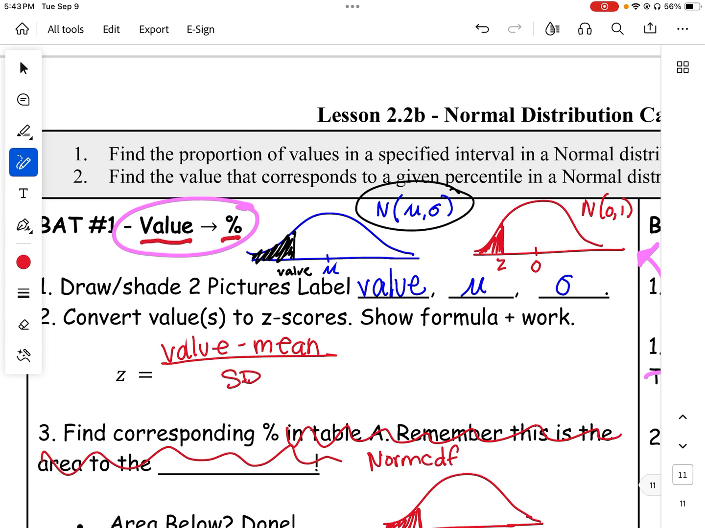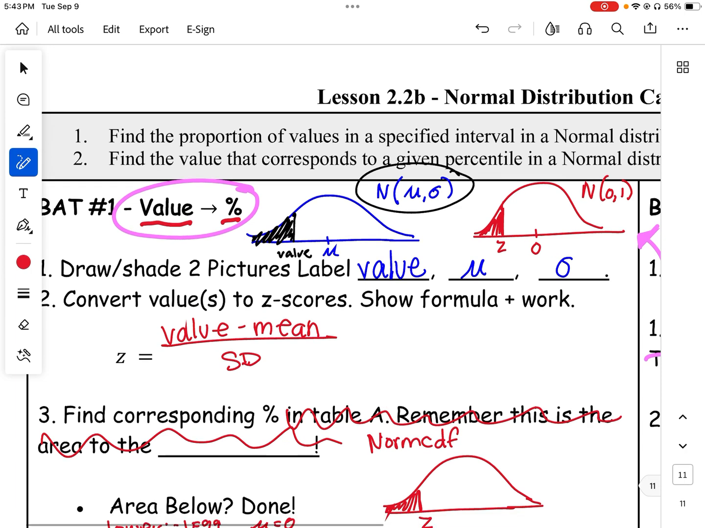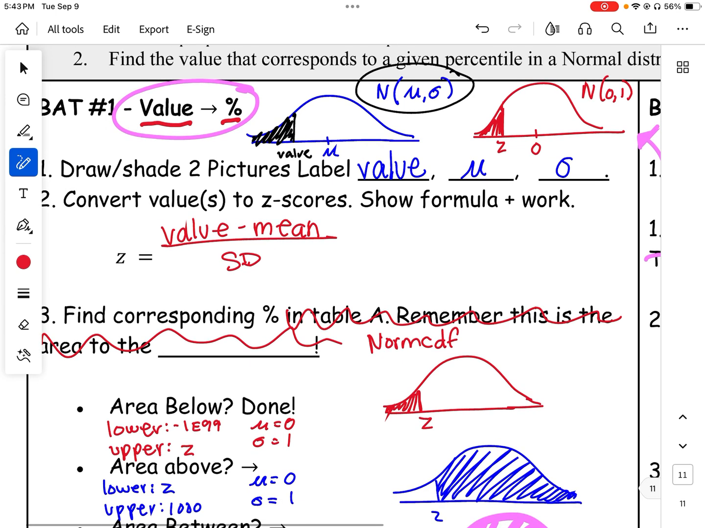In order to find what the z-score is, you would need to use the formula value minus mean over standard deviation. Once you find the z-score, you can put it on the red bell curve right there. Okay, step 3 is to find the corresponding percent. So we have looked at the table a little bit, but we're going to focus on technology. So you will use norm CDF in the calculator, and we'll also use Desmos. But right now, let's focus on the calculator.